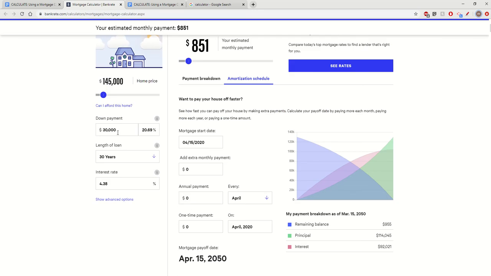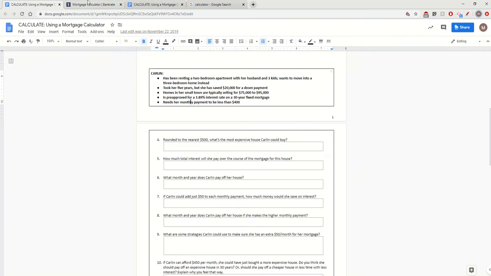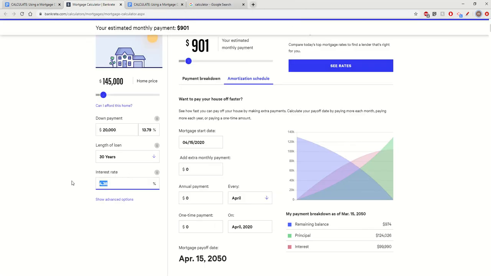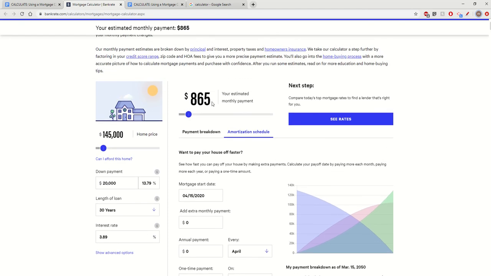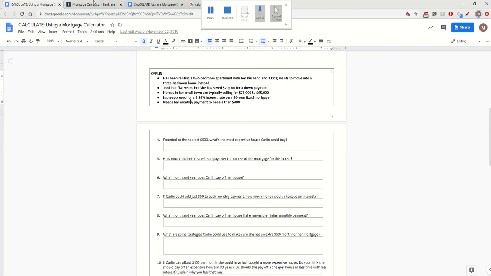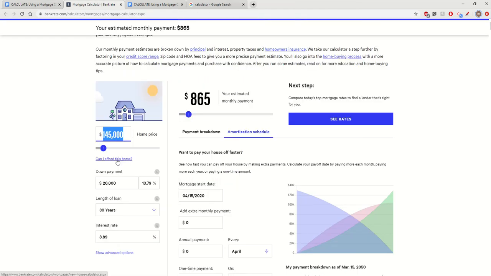All right, so she can afford to pay 20,000 in a down payment. Her pre-approved rate is 3.89. Okay, we need to get this number down to 400. I think they said the average was 75 to 95,000. Let's start at the bottom, 75,000. You just got to keep messing around with the home price, and eventually you're going to get to about, I think it's, yep, 68,000.